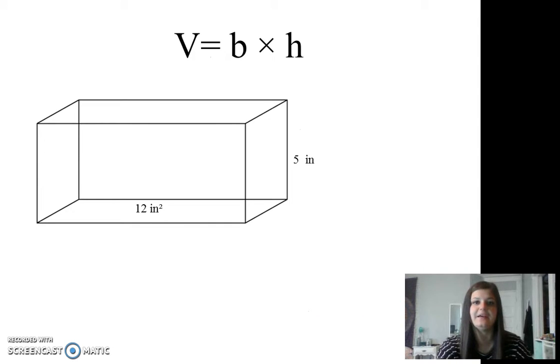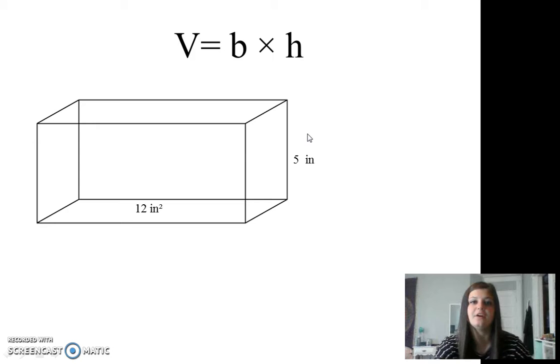So this next formula is volume equals base times height. As you can see here, they don't give you the length, width, and height like the last rectangular prism did, so we can't use that length times width times height formula. As you can see here, they gave us the base equals 12 inches squared, and they gave us the height, which is 5 inches.